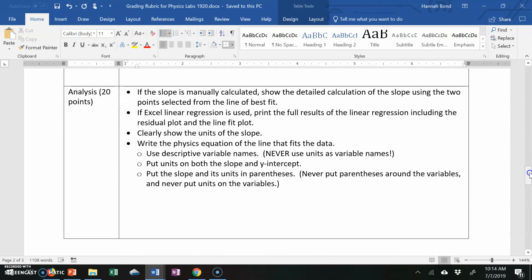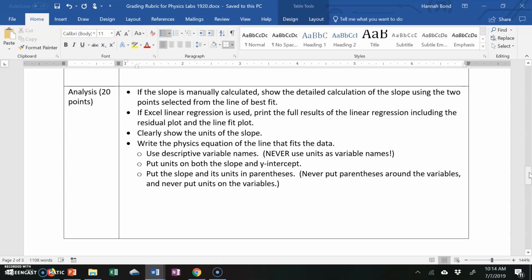The analysis portion of the lab report primarily involves finding the slope and y-intercept and writing the physics equation. You need to show the detailed calculation for the slope, show exactly how you found it, and you need to give the units of the slope. And be very careful when you write the physics equation to follow all of the rules for how that physics equation is formatted.